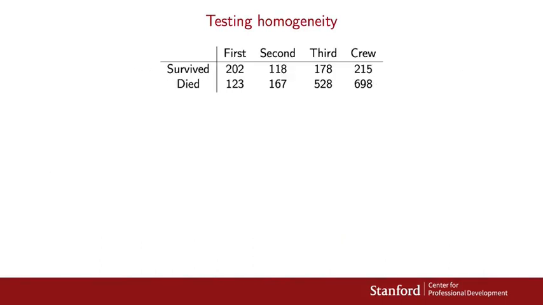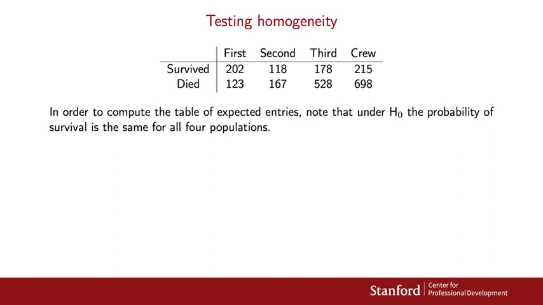The chi-square test in this situation is quite similar to the one before. That means we compare the observed counts to expected counts. We already have a table of observed counts, so next we have to find the table of expected counts. The way this is done is that realizing that under the null hypothesis, the probability of survival is the same for all four populations.